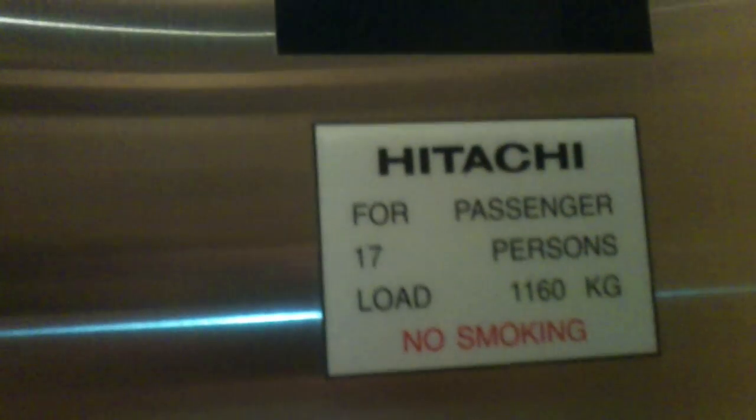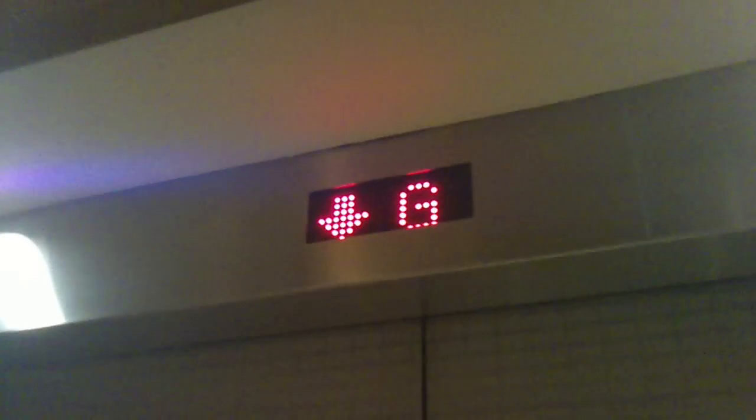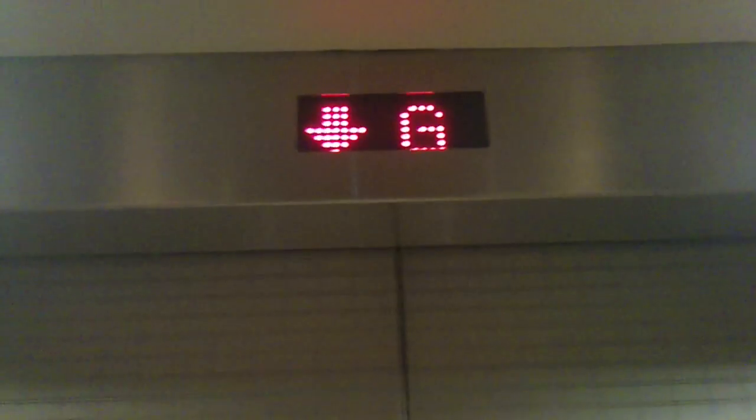Here are the car park elevators at One World Hotel. Okay, let's go to B3. Okay, all right.